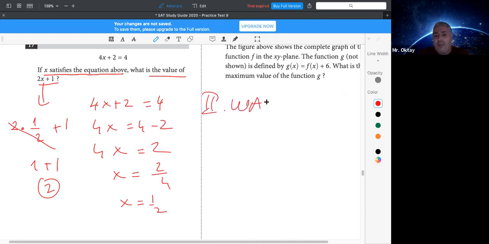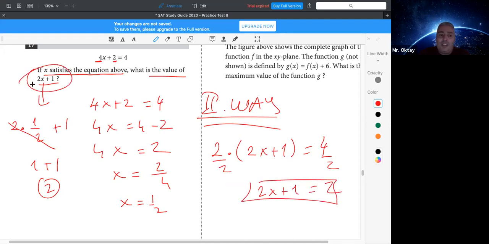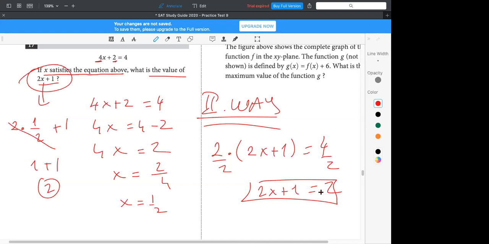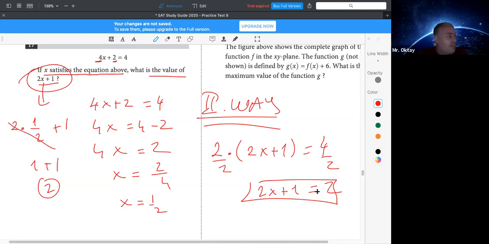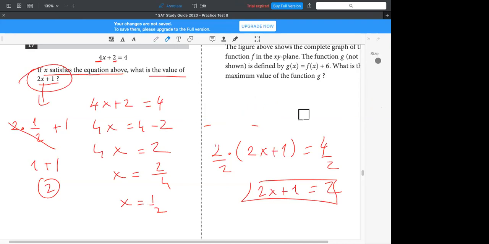Second way, be careful now. 4 and 2, 2 is common. 2 parentheses, 2x plus 1 is equal to 4. Division by 2, 2x plus 1 is equal to 2. This is my question. Clear? Clear. Feedback? It's okay or not? Yes, sir. Okay.